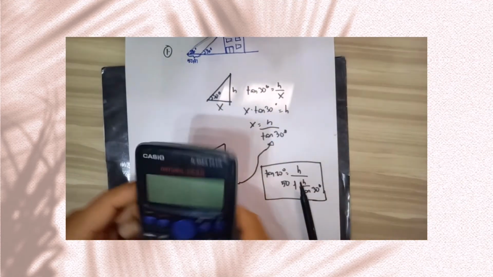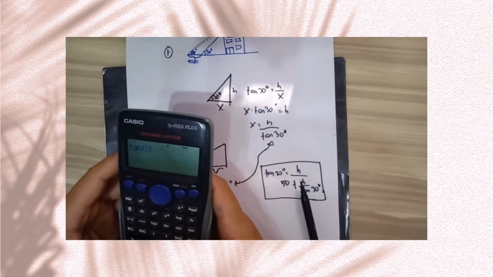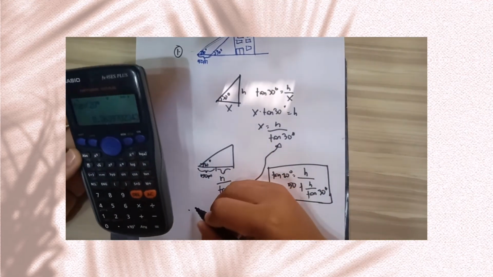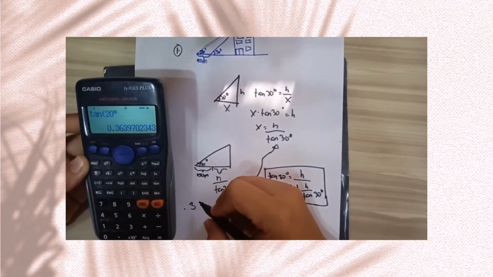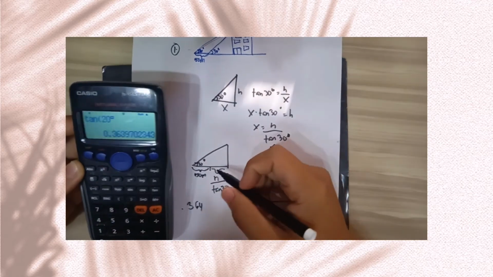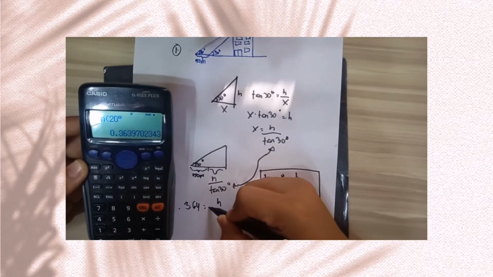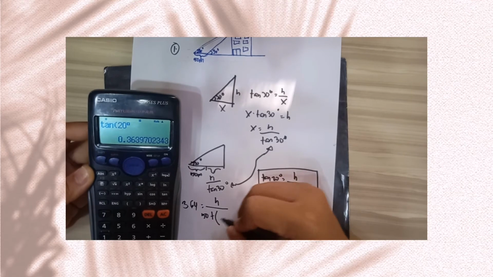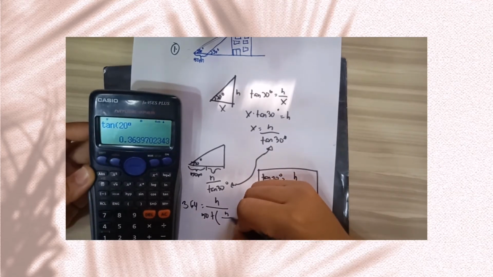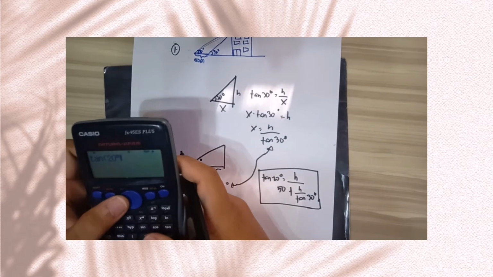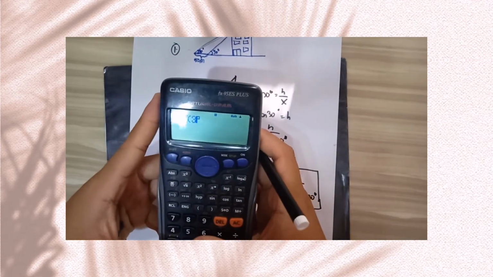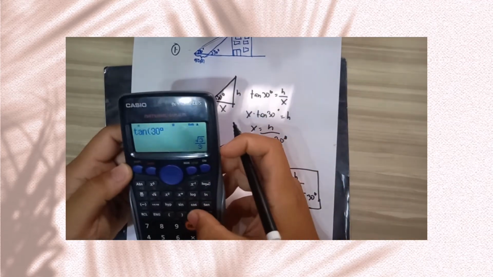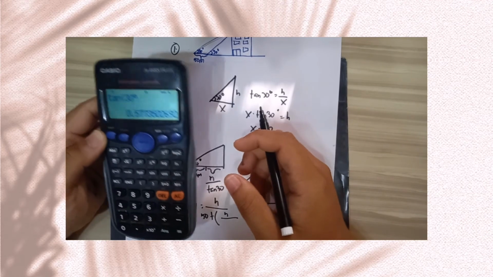And tan 20 degrees is equal to 0.364, equals h over 50 plus h over tan 30 degrees, which is 0.577.